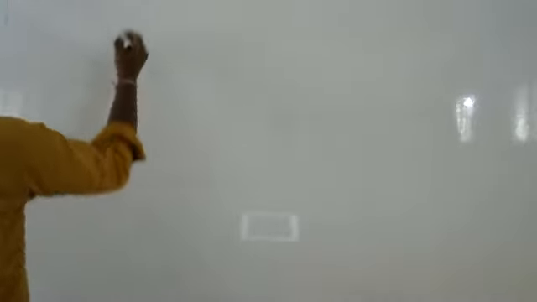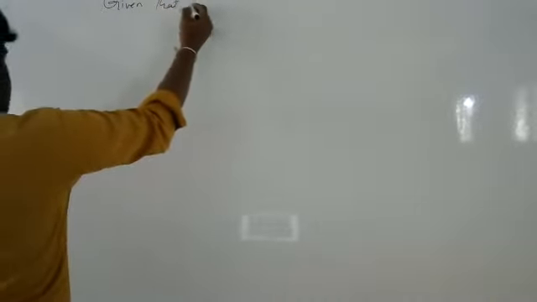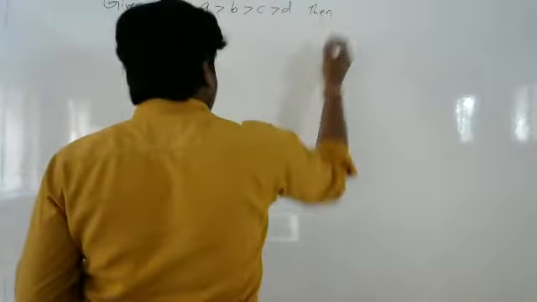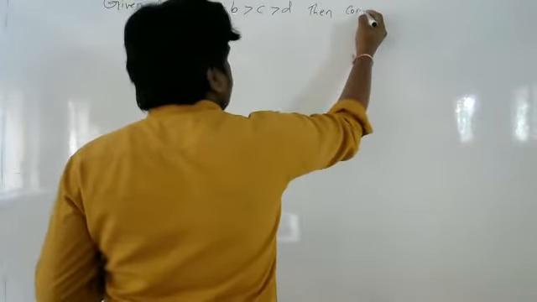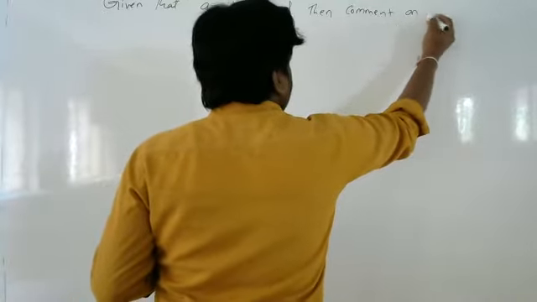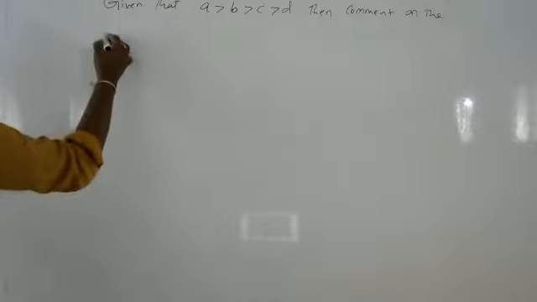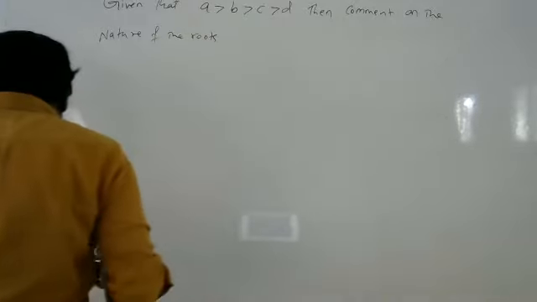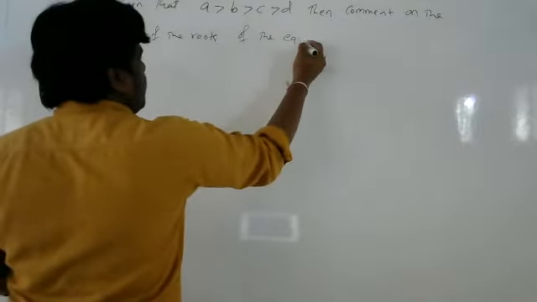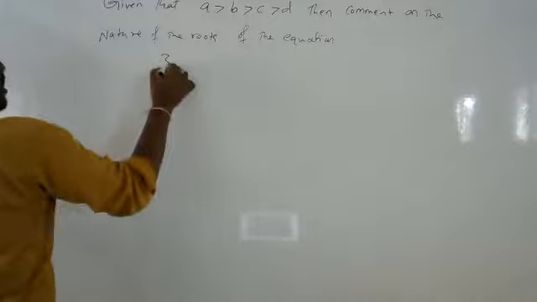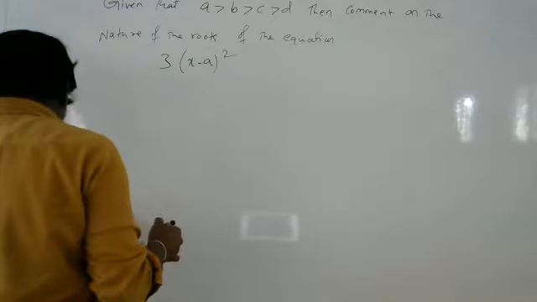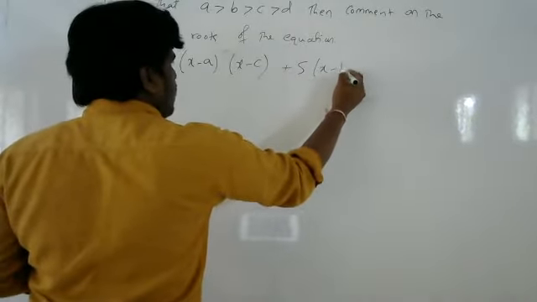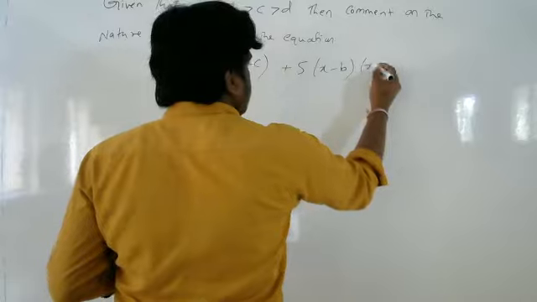So this is the question. Given that a greater than b greater than c greater than d, then comment on the nature of the roots of the equation 3 into (x minus a) into (x minus c) plus 5 into (x minus b) into (x minus d).